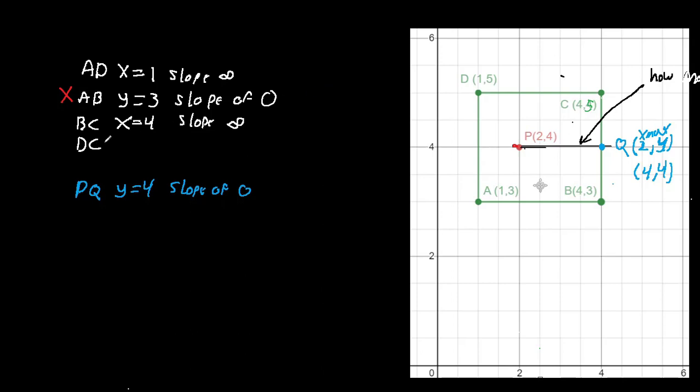Finally, we have DC. DC goes from 1, 5 to 4, 5. Because the y value isn't changing here, this is going to be a horizontal line with the equation y equals 5, or a slope of 0. Again, if you have the same slope, you're never going to intersect. So just by comparing the slope, we know that we can discard DC and AB right off the bat.